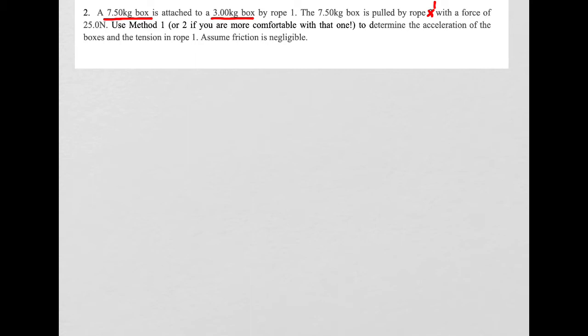All right, so we have this 7.5 kilogram box and a 3.0 kilogram box, and the 7.5 kilogram box is pulled by the rope with a force of 25.0 newtons. All right, so let's draw a diagram. What does this look like?